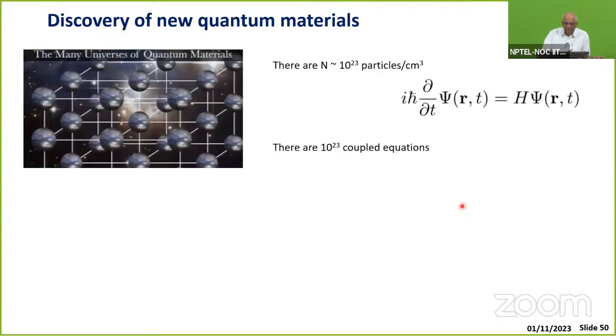So discovery of new materials, how do you do it? You have to have a very solid theoretical foundation. So this material discovery has to be backed by theory. In the universe of quantum materials, there is an Avogadro number of particles, which means this Schrodinger equation, the time-dependent Schrodinger equation, has 10 to the power of 23 coupled equations. So the quantum mechanics problem is a big data problem. There's no way you can deal with this.